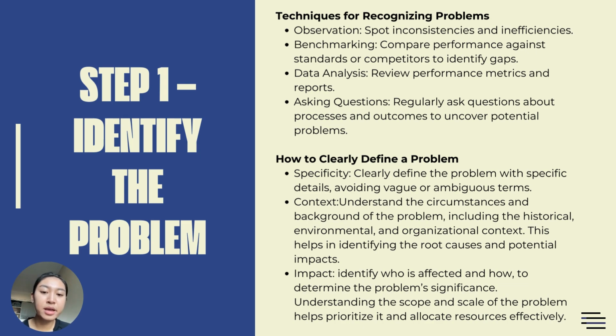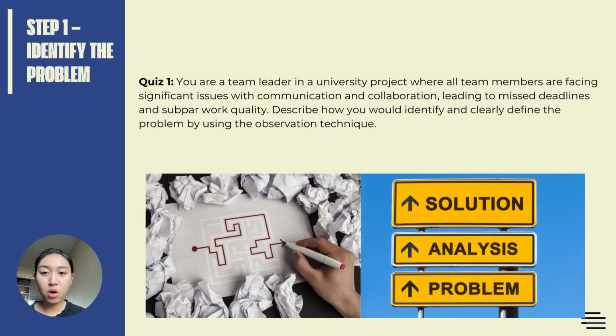Third, impact: identify who is affected and how, to determine the problem's significance. Understanding the scope and scale of the problem helps prioritize it and allocate resources effectively. Next, we're coming to the first quiz to help you understand the problem.